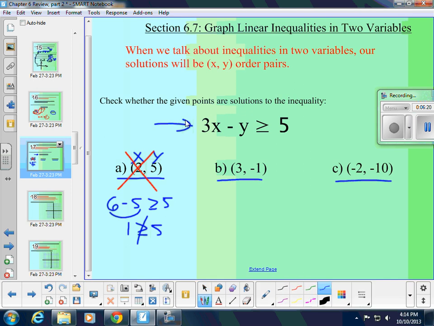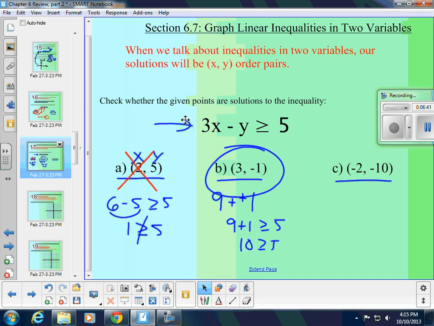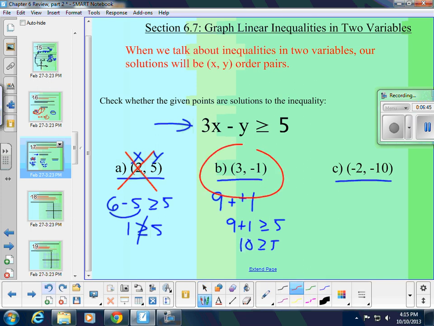The second one, B here, is (3, negative 1). If I put 3 in for x, 3 times 3 would be 9. And it's minus negative 1 that I'm putting in there, so I'm going to turn that into 9 plus 1. Is that greater than or equal to 5? Yes, it's 10. So yes, this one will be. (3, negative 1) would be a point that works on that inequality. It would be a point that would satisfy it.